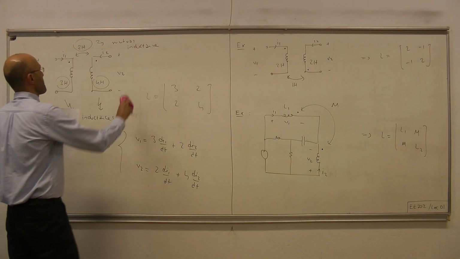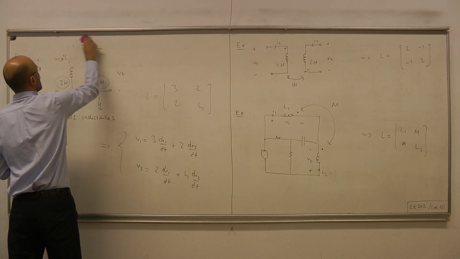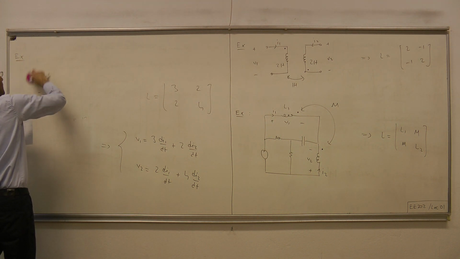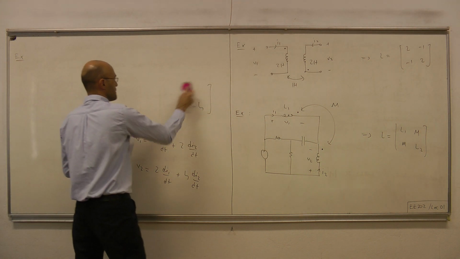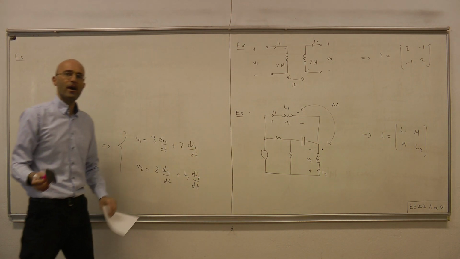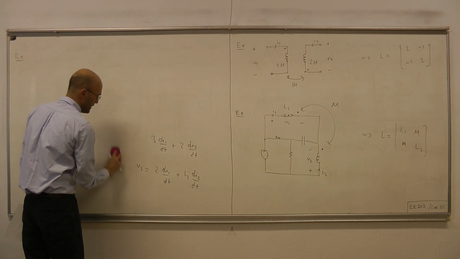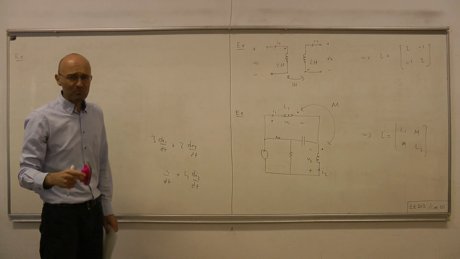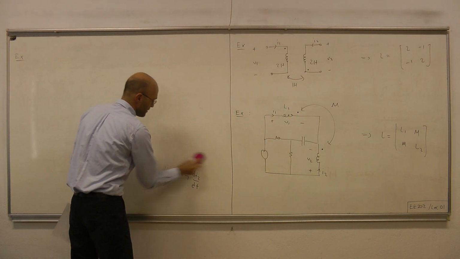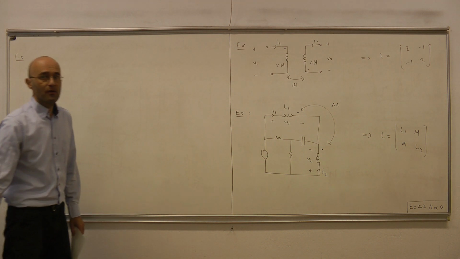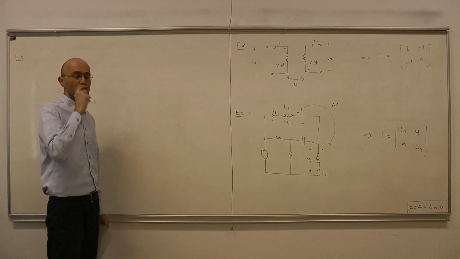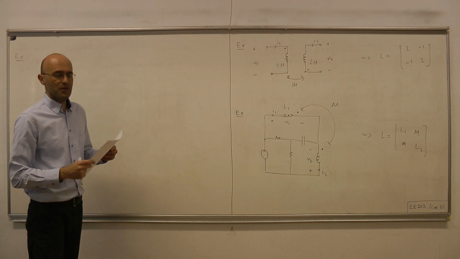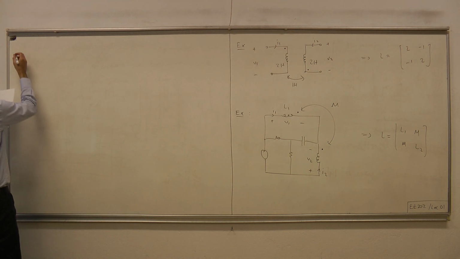Now, let's consider some other examples where coupled inductors are connected in such a way that that four-terminal device becomes a two-terminal device. Okay, and then the question is how to, if possible, model that two-terminal device or single branch device. Here is our first example.